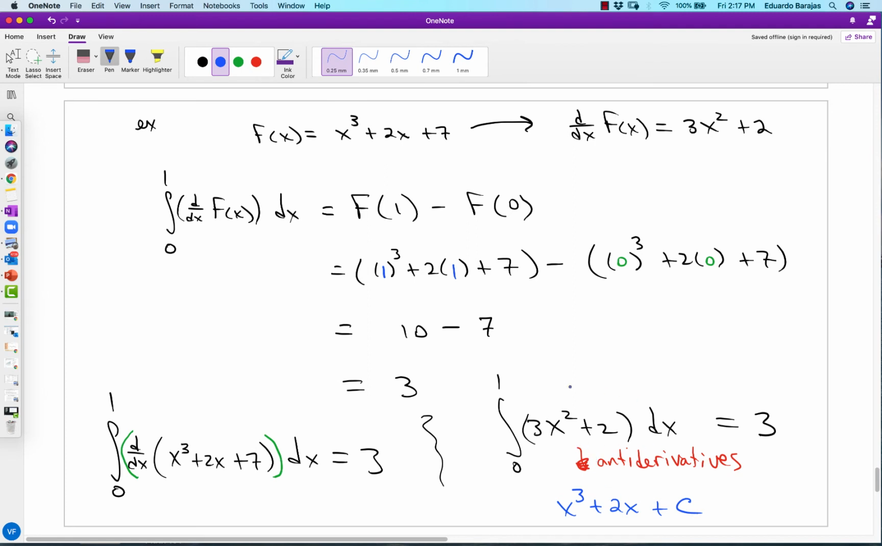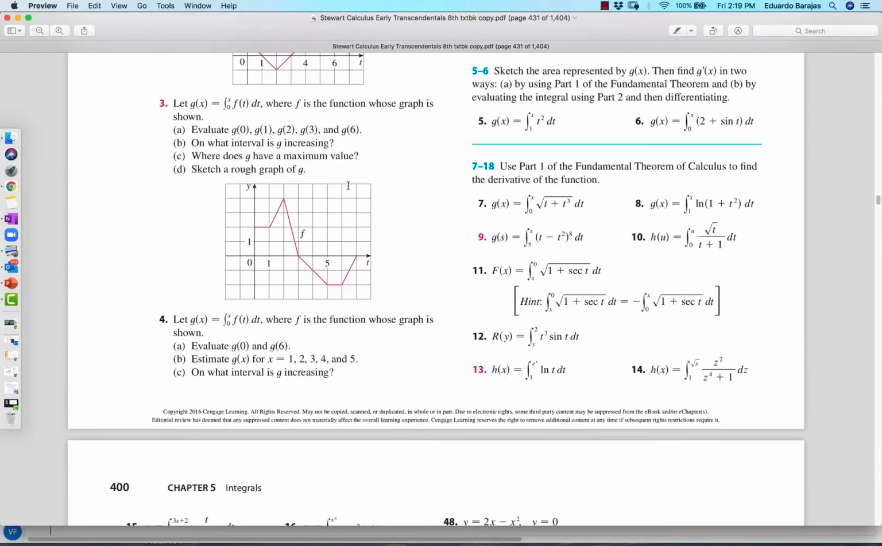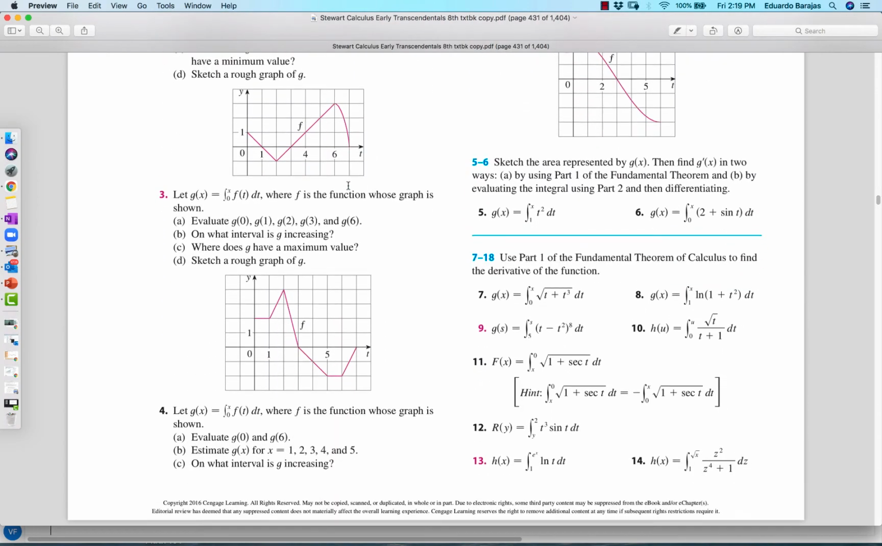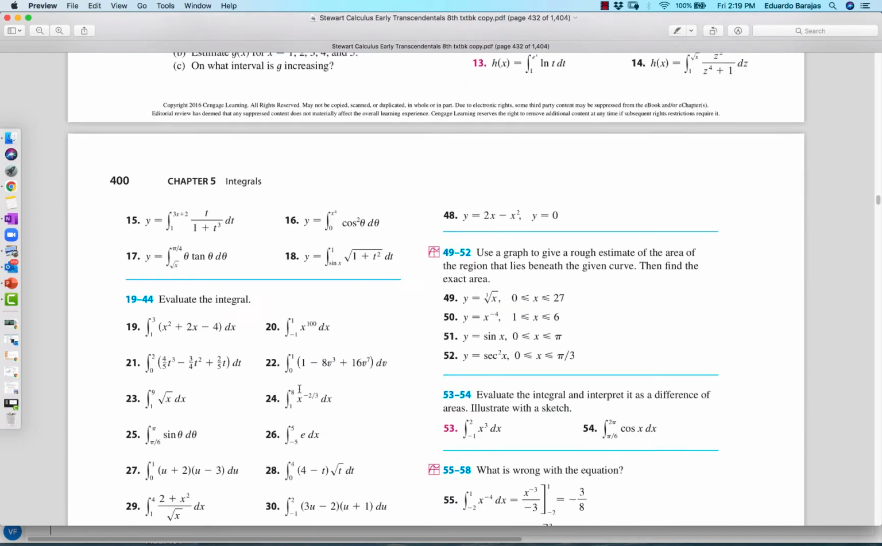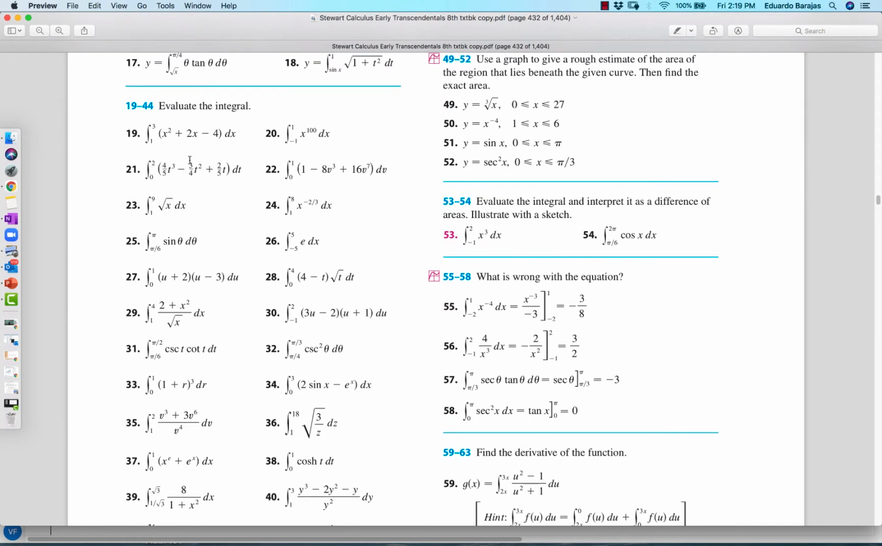So if you're given a question like this, step 1 is going to be to find that general antiderivative and then apply it. Okay, let's see what your homework questions look like. Okay, looking at your homework, use part 1 of fundamental theorem. Evaluate the integral. Okay, so this is using part 2 of the fundamental theorem. Let's try problem number 24.